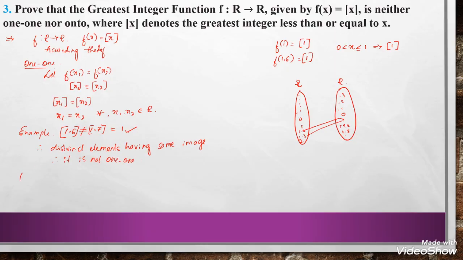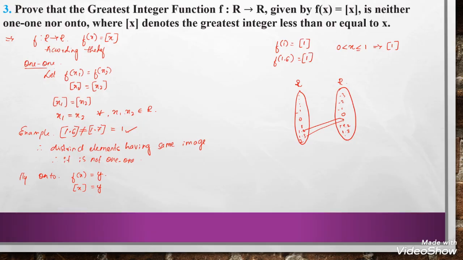Similarly, for the onto condition, f of x is equal to 1. So the greatest integer function of x is equal to 1. So every image has a preimage in the domain. According to the definition of an onto function, every image has one and only one preimage in the domain.